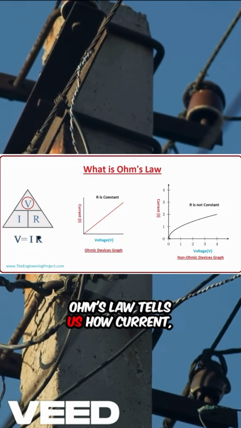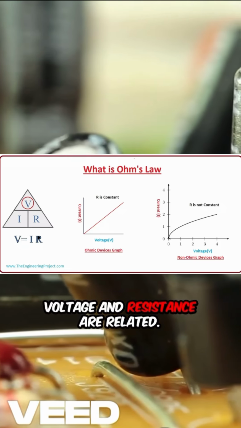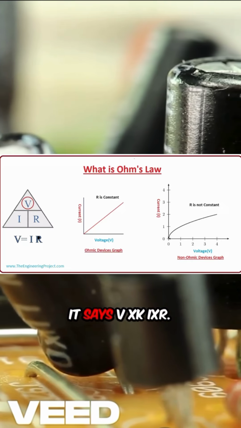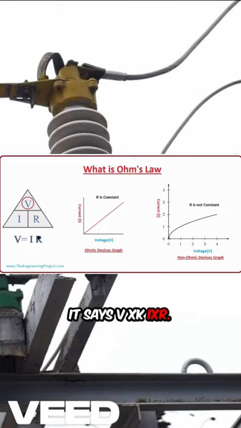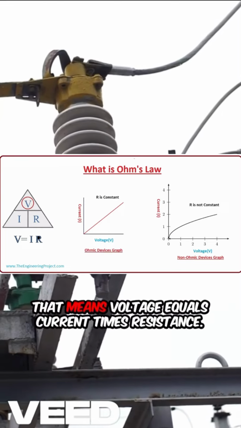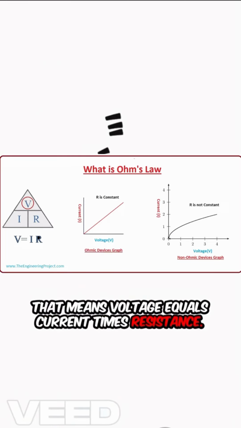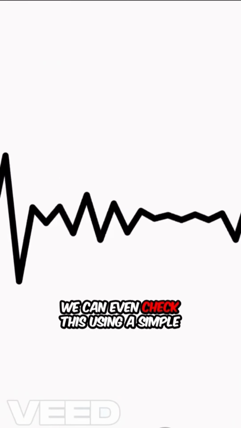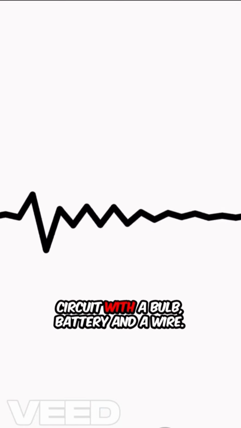Ohm's law tells us how current, voltage, and resistance are related. It says V equals I times R. That means voltage equals current times resistance. We can even check this using a simple circuit with a bulb, battery, and a wire.